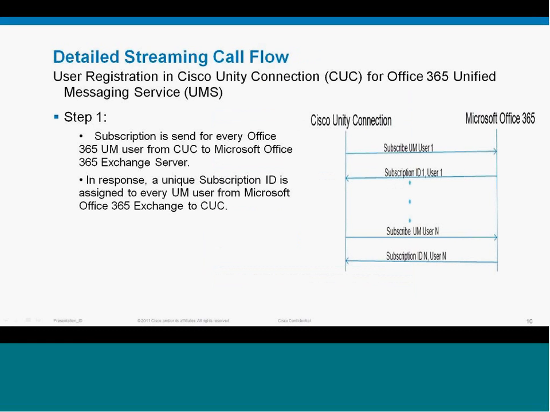User registration in Cisco Unity Connection for Office 365 Unified Messaging Service. Step 1. A subscription is sent for every Office 365 user from CUC to the Microsoft Office 365 Exchange server. In response, a unique subscription ID is assigned to every user from Microsoft Office 365 Exchange to CUC, as shown in the diagram.